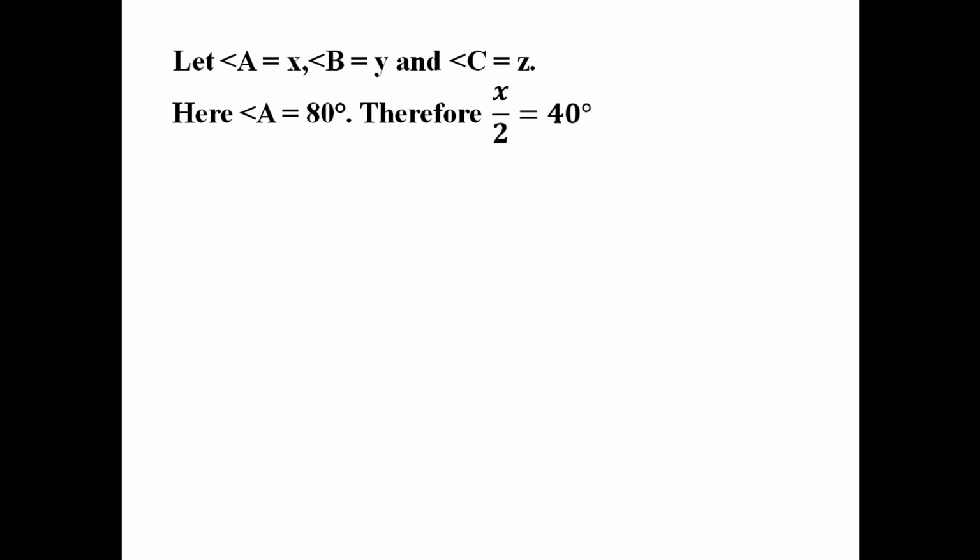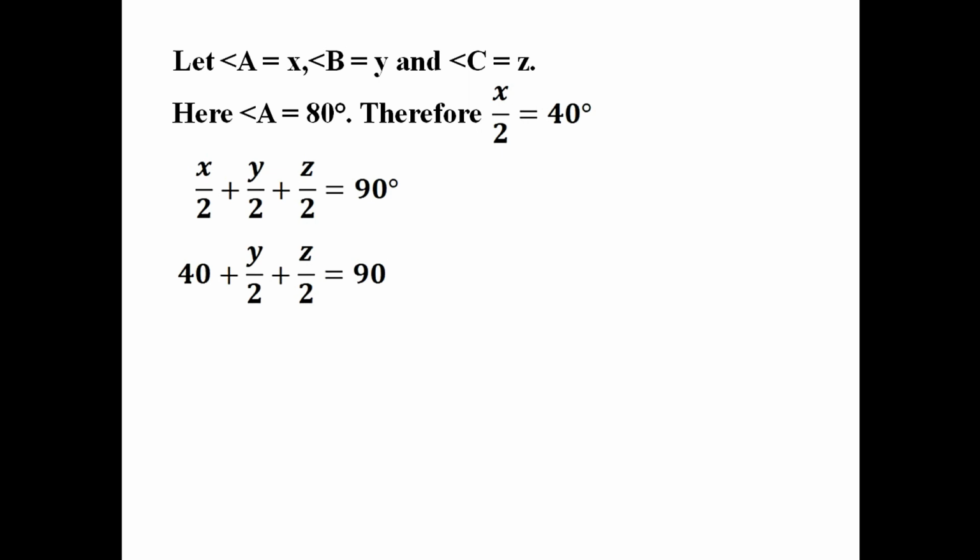In the first part of the problem, we have obtained that x by 2 plus y by 2 plus z by 2 equals 90 degrees. But x by 2 equals 40 degrees. Therefore, we can write 40 plus y by 2 plus z by 2 equals 90, or y by 2 plus z by 2 equals 90 minus 40, or 50 degrees. So, we have got that y by 2 plus z by 2 equals 50 degrees.